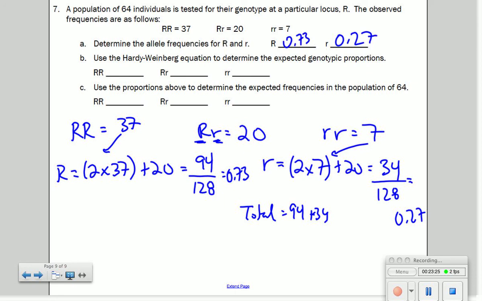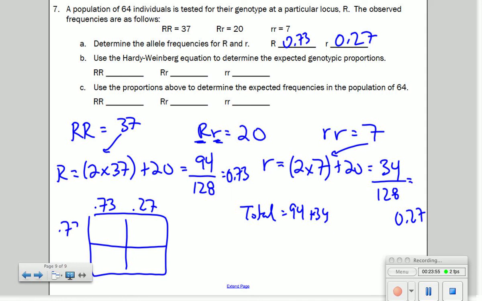Now the second part is asking, use the Hardy-Weinberg equation to determine the expected genotypic proportions. So now that I found my p and my q, or my big R and my little r, this is where I plug it into a Punnett square. So my big R is 0.73, 0.27, and 0.73, 0.27. And I go in and fill everything in.